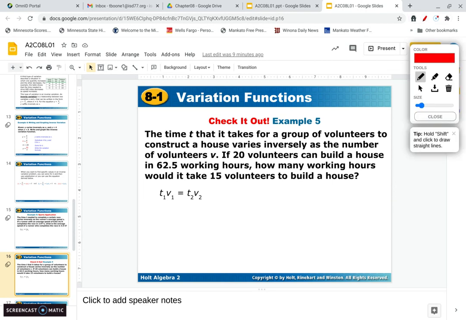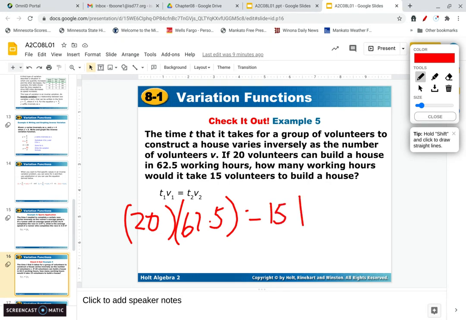To set this up, we're going to set up products. 20 volunteers times 62 and a half hours gives you the total number of hours that you have. That should be the same as 15 workers times the hours, which we don't know. So we take 20 and multiply that by 62.5. That's 1250, and then we're just going to divide that by 15. By no surprise, it takes us longer. It's going to take us about 83 hours with fewer workers, and that's it.